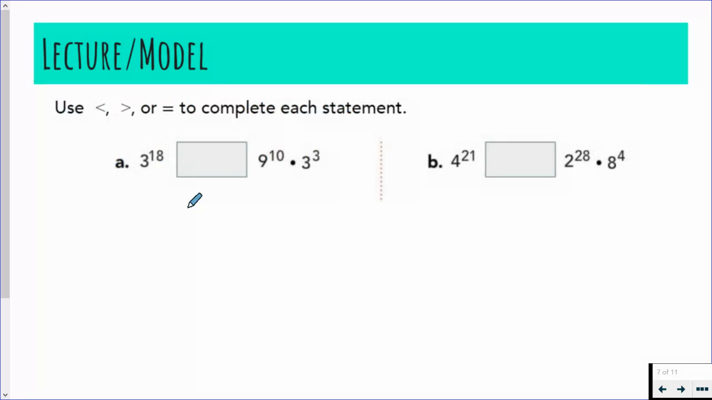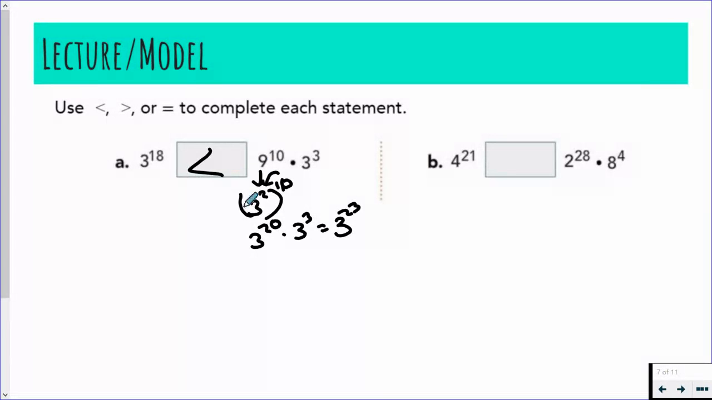All right, so now let's put that into action here. I have 3 to the 18th over here. That's pretty standard. And then I have a 9 here and a 3 here. So I can actually change this 9 to 3 squared raised to the 10th power. And then 3 squared to the 10th power, using our power of a power rule, that would be 10 times 2, which is 3 to the 20th. Then times 3 to the 3rd, which would be 3 to the 23rd. So 3 to the 18th is going to be less than 3 to the 23rd.